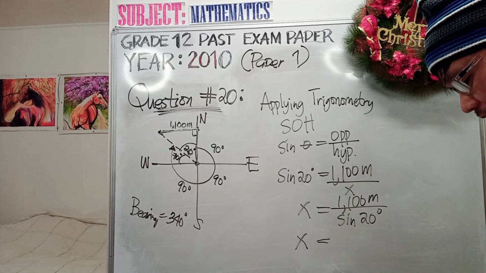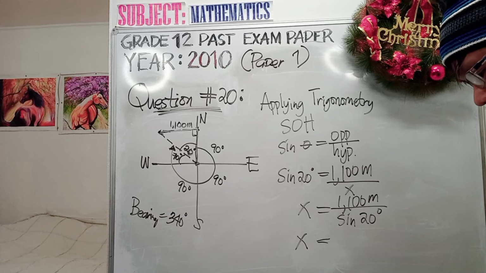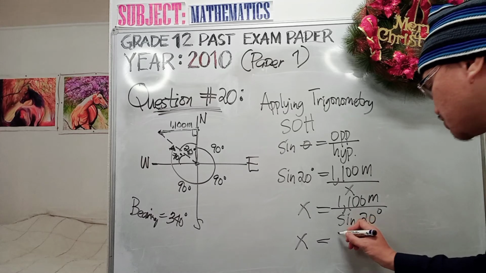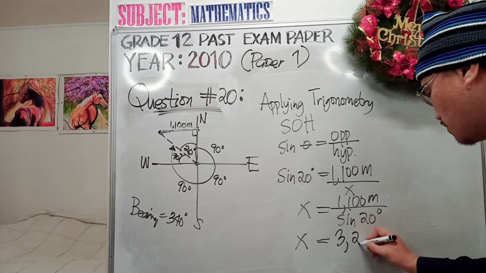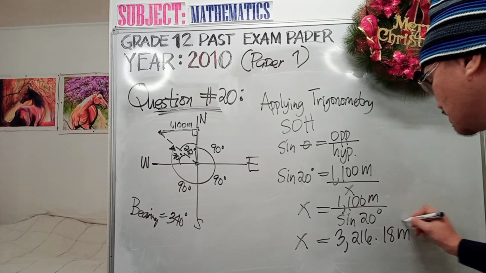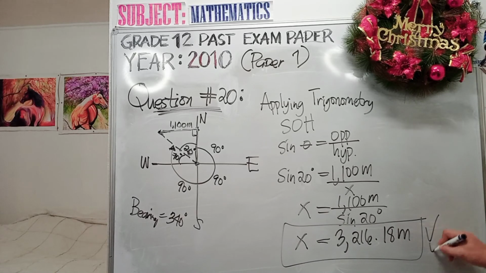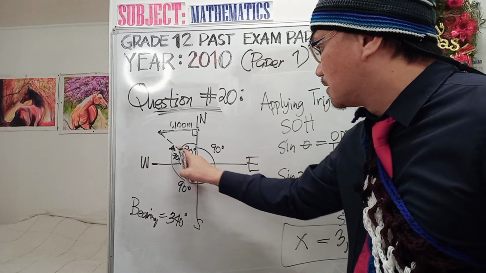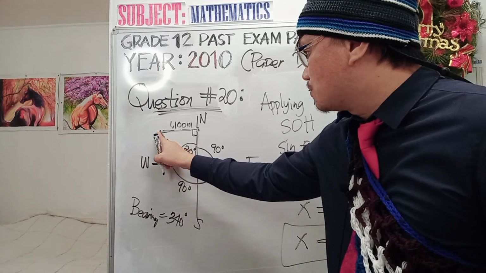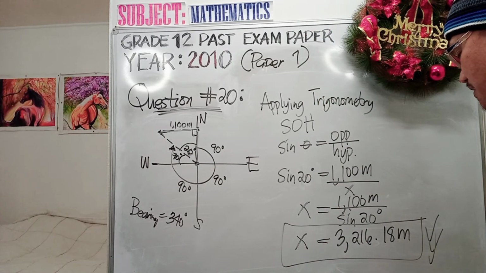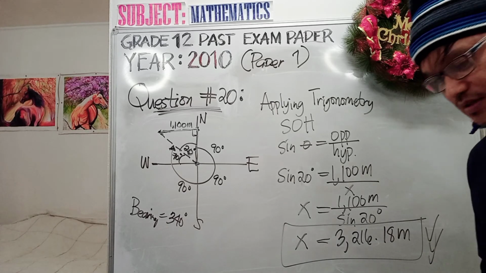So, 1100 divided by sine 20 degrees is equal to 3,216.18 meters. So the distance traveled by the plane from its starting point to the location of the plane now is 3,216.18 meters, or 3.216 kilometers.